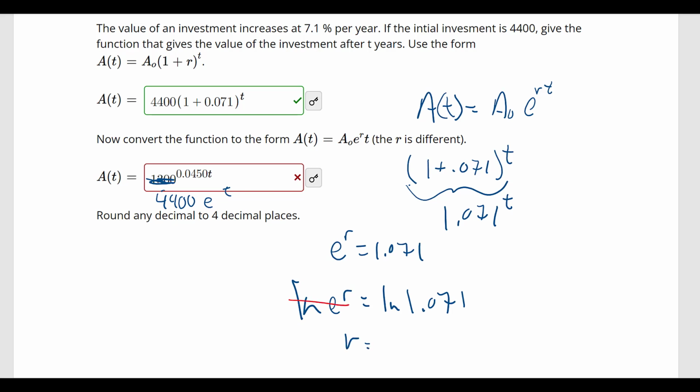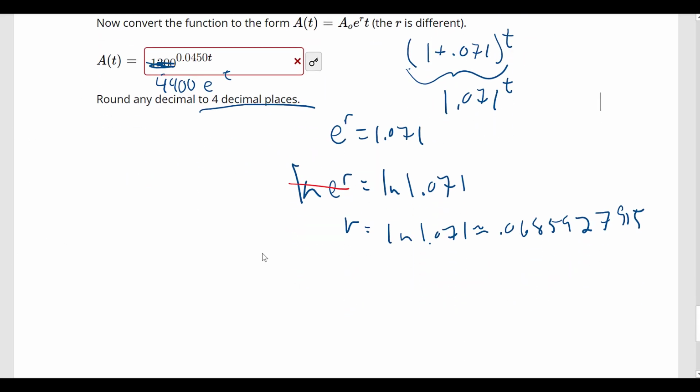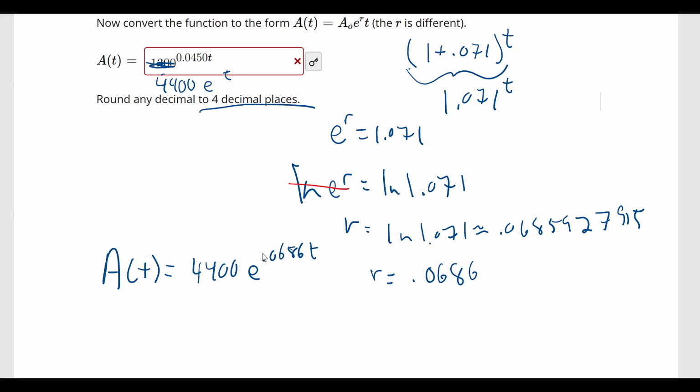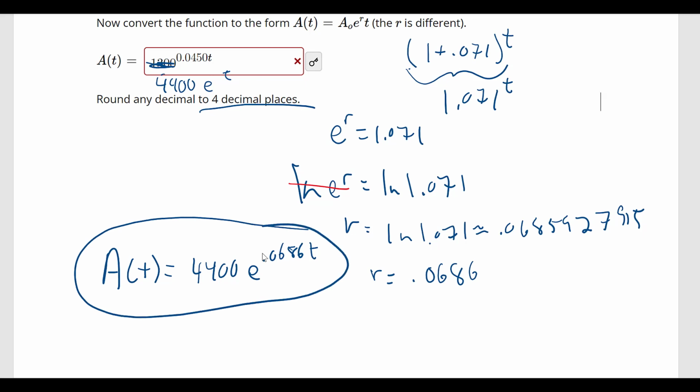So the r would be the natural log of 1.071, which is approximately 0.0685927915. It says round to 4 decimal places. And this is an example where they actually did it, because I've seen so many where they didn't. 0.0686 is what the r is going to be. So our formula would be A of t, the amount at time t, is that initial amount times e to the 0.0686 times t. And this is what they're after. Okay, hope that helps.